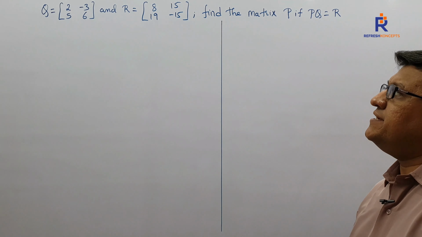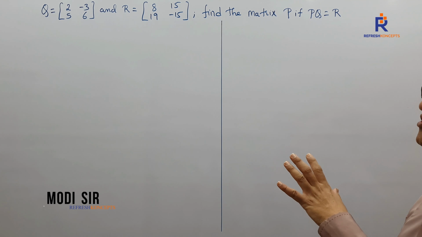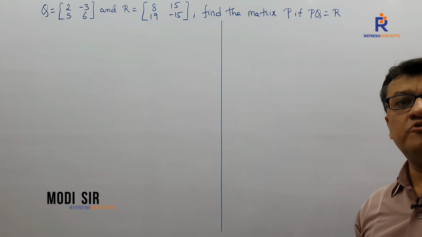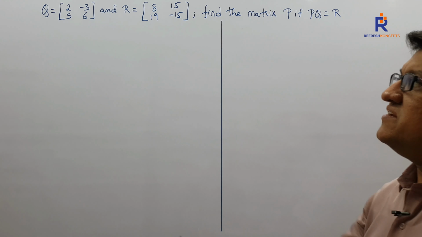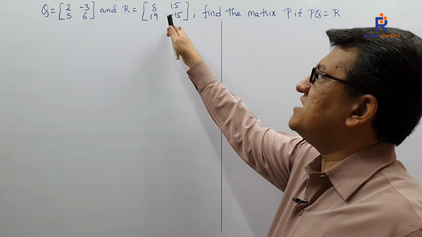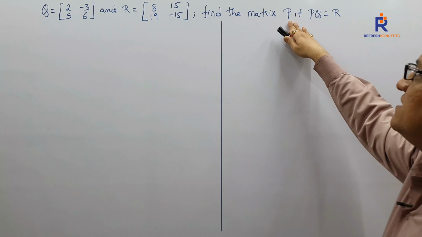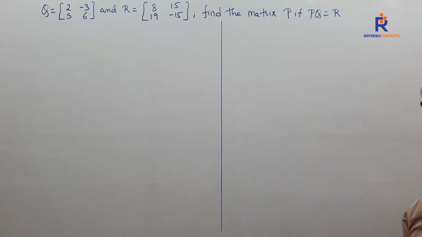Children, let's see a very good sum. Normally these kind of sums are for 4 marks. So let's see what this particular sum is trying to say. Given to you matrix Q, matrix R. Find matrix P if PQ is R.